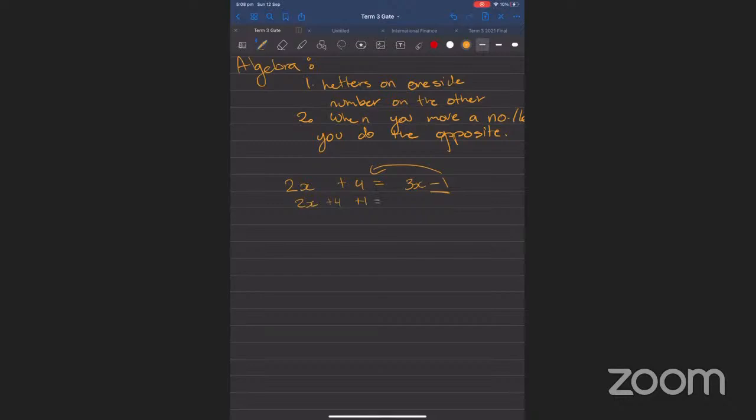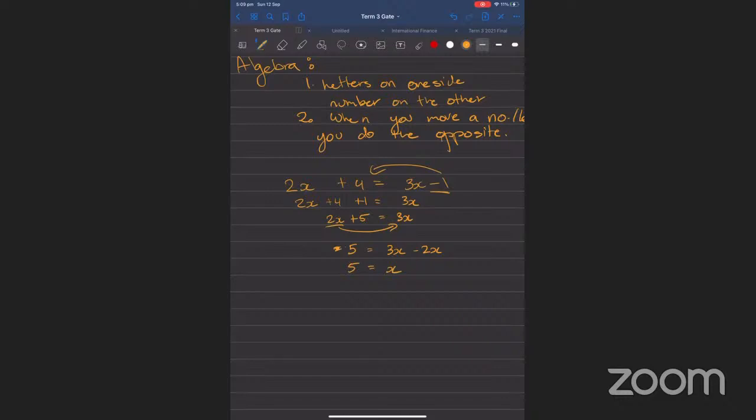If anyone has any questions as to why the negative 1 turns into positive 1, it's because of rule number 2. Then 2x plus 4 plus 1 is equal to 2x plus 5, right? 2x plus 5. And we're left with 3x. Next, I want to move the 2x across, and the positive 2x becomes negative 2x. So this becomes 5 is equal to 3x minus 2x. And that becomes 5 is equal to x. So x is equal to 5.